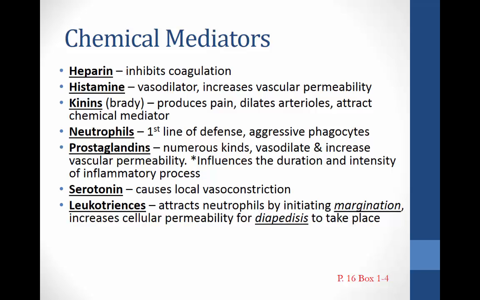Prostaglandins are formed by the cyclooxygenase, or COX. Prostaglandins are responsible for vasodilation and increased vascular permeability. These are synthesized locally in the injured tissue from fatty acids released from damaged cell membranes. Prostaglandins influence the duration and intensity of the inflammatory process. COX is only present in traumatized tissue.